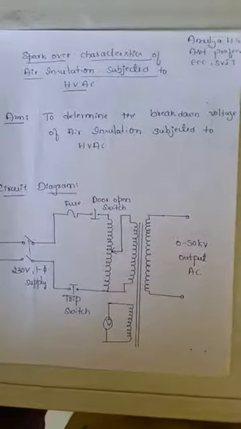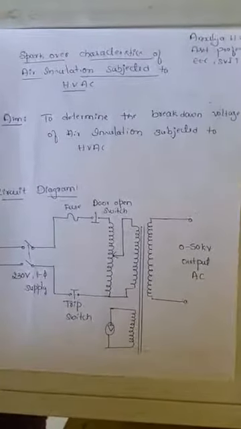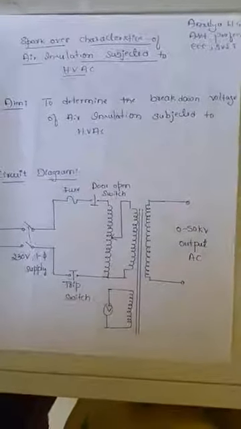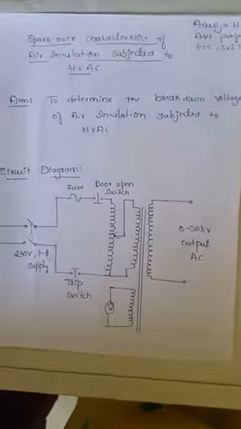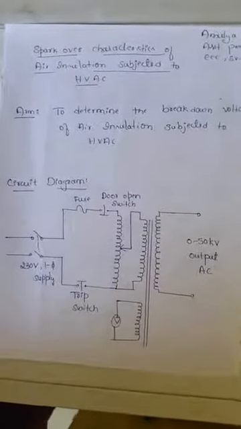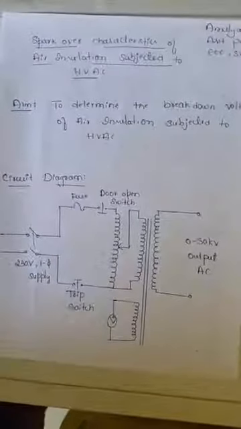Coming to the aim of the experiment, here we are determining the breakdown strength of a given air by subjecting it to high voltage AC. We are giving an AC supply to the given circuit. Then we are checking how much the breakdown voltage of the dielectric material is. Now observe this. This is the circuit diagram for the given experiment.